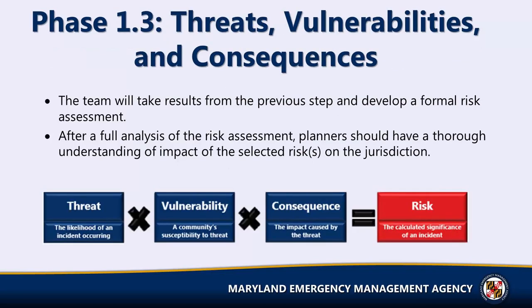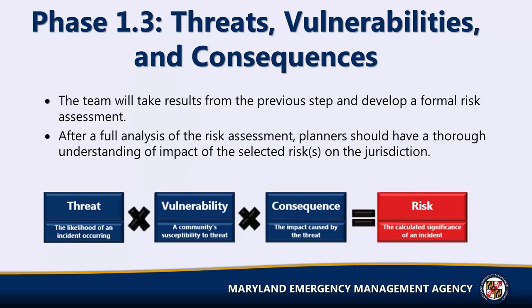After the team has a thorough understanding of the topic, the next step is to take the data and apply it to a formal risk assessment process. The overall risk for a particular threat or hazard is calculated by assigning values to and multiplying three factors: the threat, vulnerability, and consequences. The threat is the issue likely to impact the community. The vulnerability is how susceptible the community is to the impact. And the consequences are the issues that will be the result of the impact.